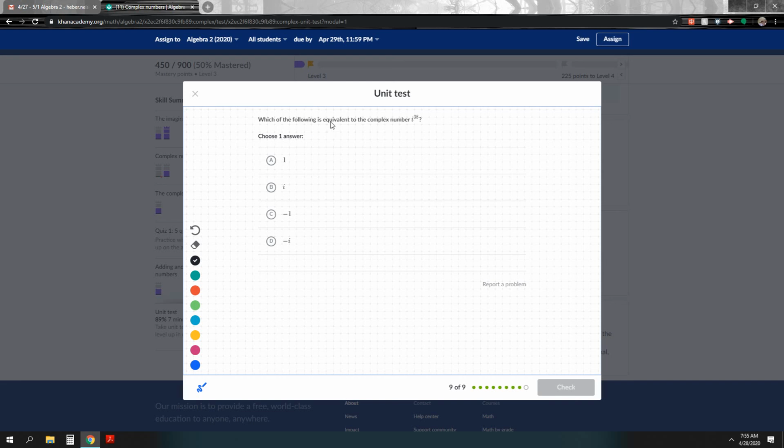Which of the following is the equivalent of the complex number i to the 38? We already talked about this. Anything that you can write as i to the 4th times a number is just going to equal 1. Well, that's to the 38th, right? So i to the 36th is equal to 1, right? Because this is i to the 4 times 9, and i to the 4th is always 1.